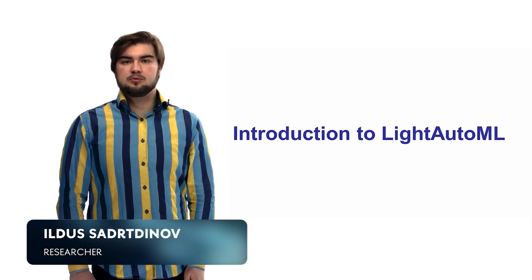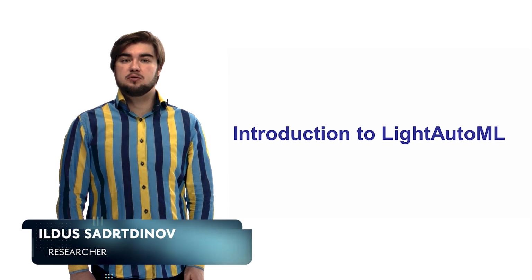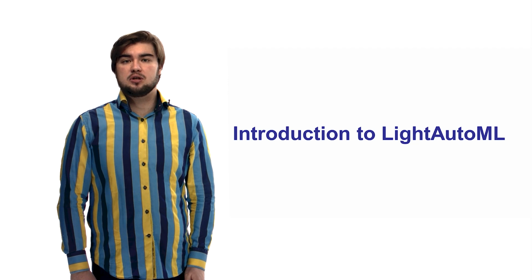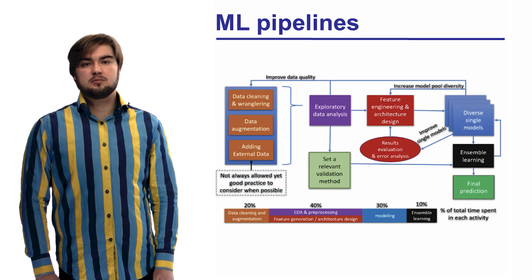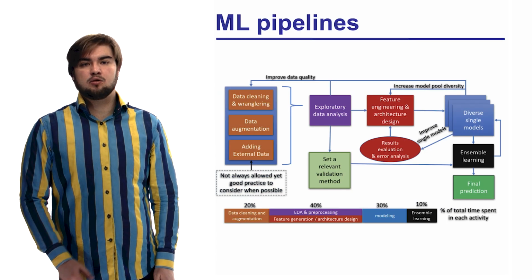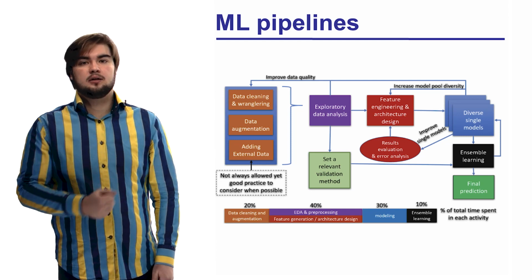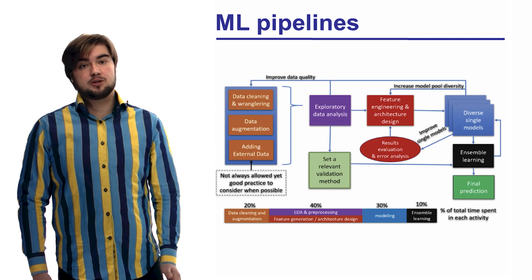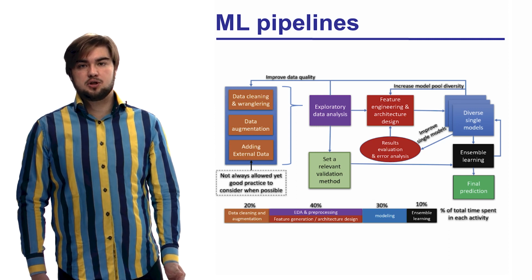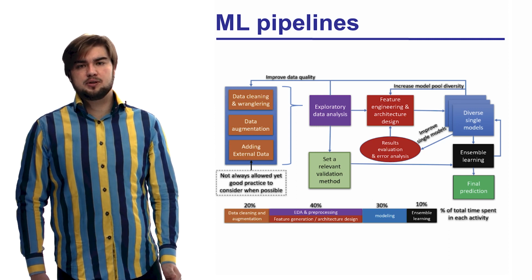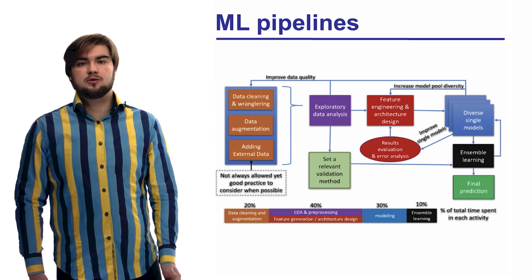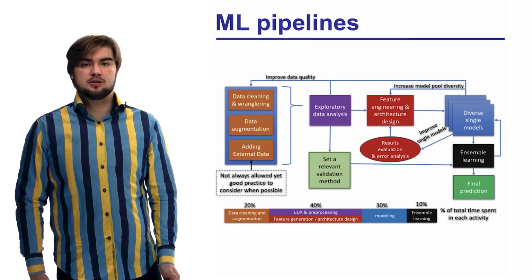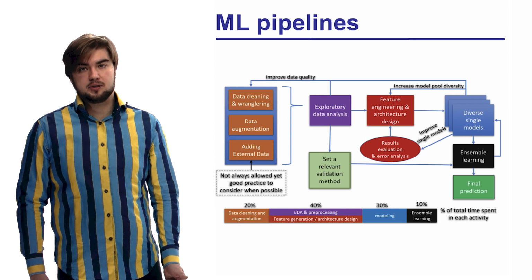In this series, we will discuss automated machine learning in general and specifically the LightAutoML framework. A typical machine learning pipeline consists of plenty of steps, including data collection, exploratory data analysis, model selection and hyperparameter optimization, and finally model deployment and inference. Turns out that many of these steps may be automated to speed up the entire process of development.